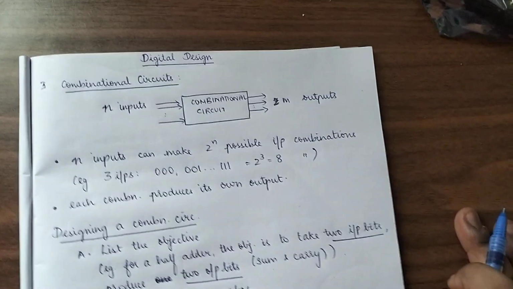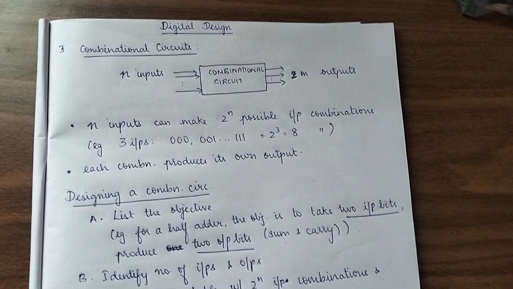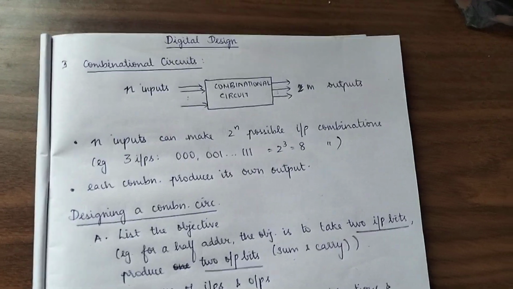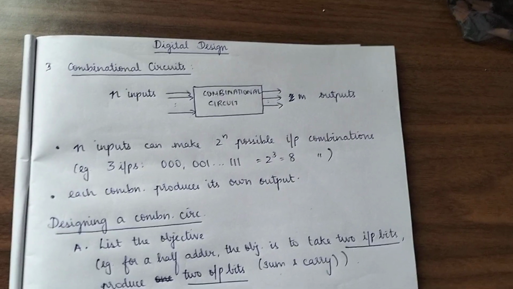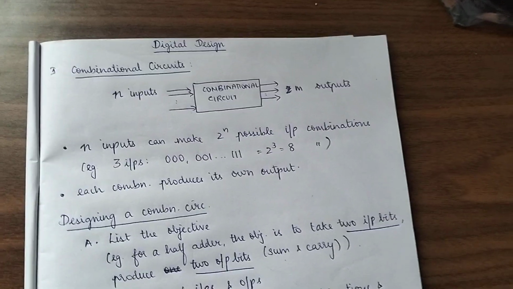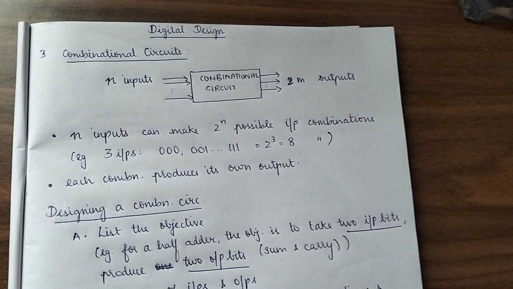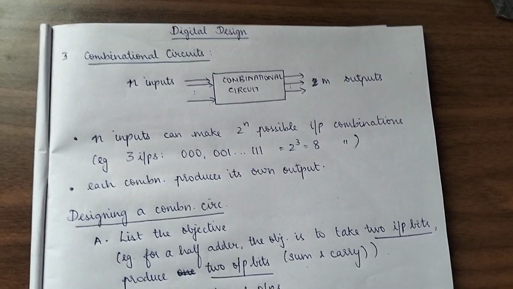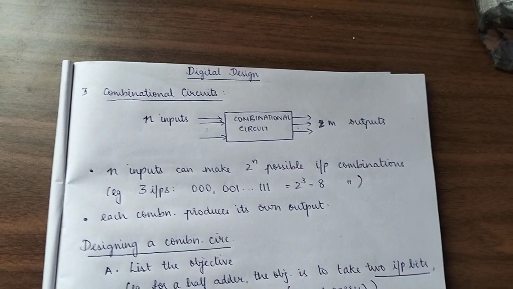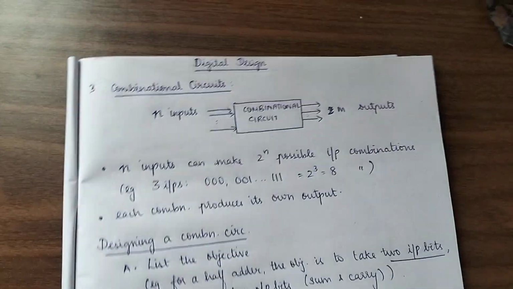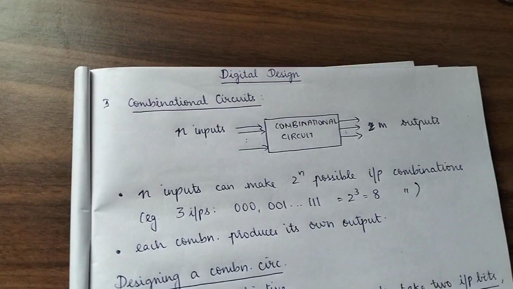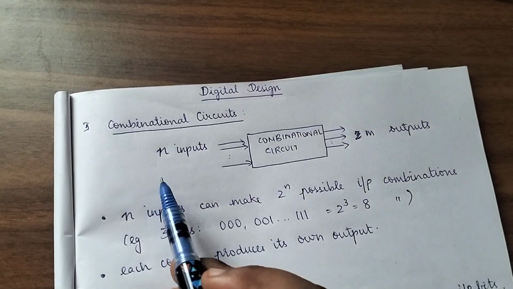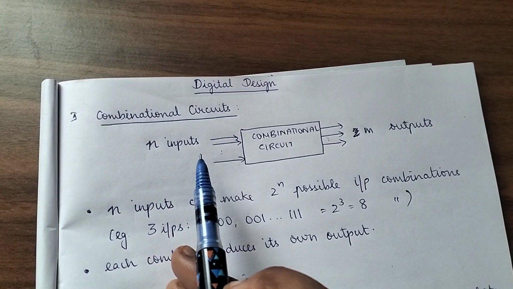So in this segment, we're going to be looking at a basic introduction to combinational circuits and how a combinational circuit is designed. To start with, what is a combinational circuit? In simple terms, it is just some combination of logic gates, your basic logic gates like AND, OR, XOR, NOR, NAND, NOT, etc. In such a way that you give n inputs.